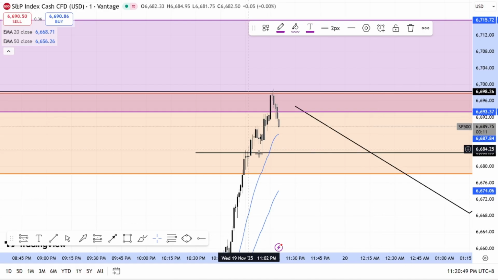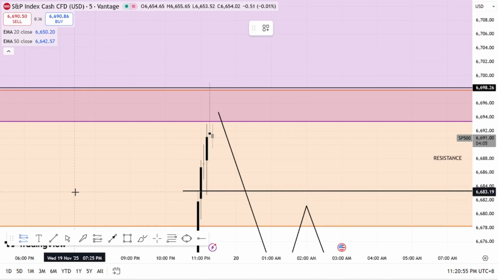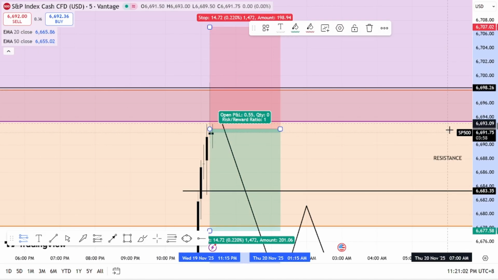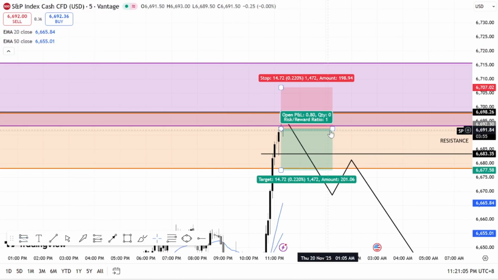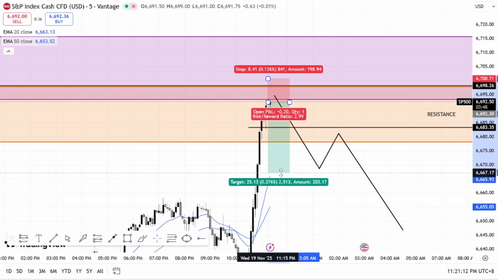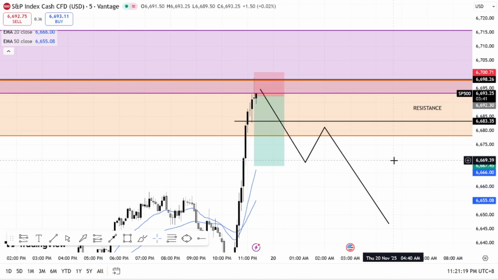Okay, 5 minute time frame. I think I'm somewhere just above this point right here. Okay, so what I'm looking for is a risk to reward, just somewhere here. Somewhere here will be good. That's what I'm looking for.